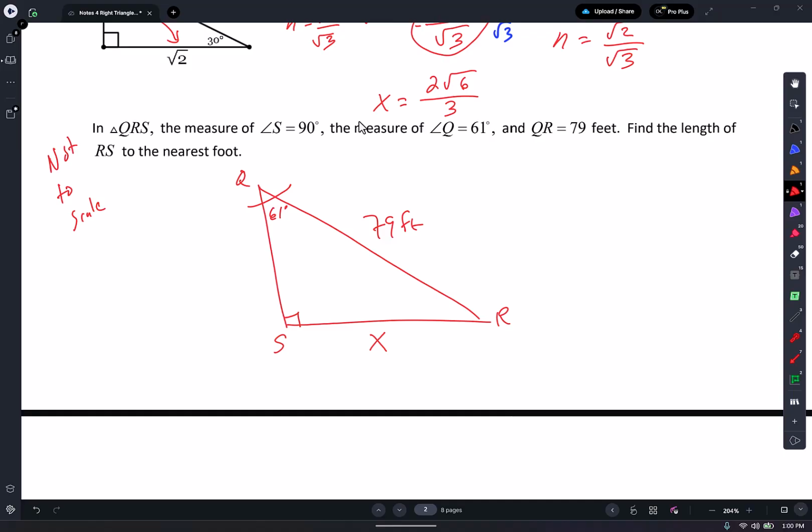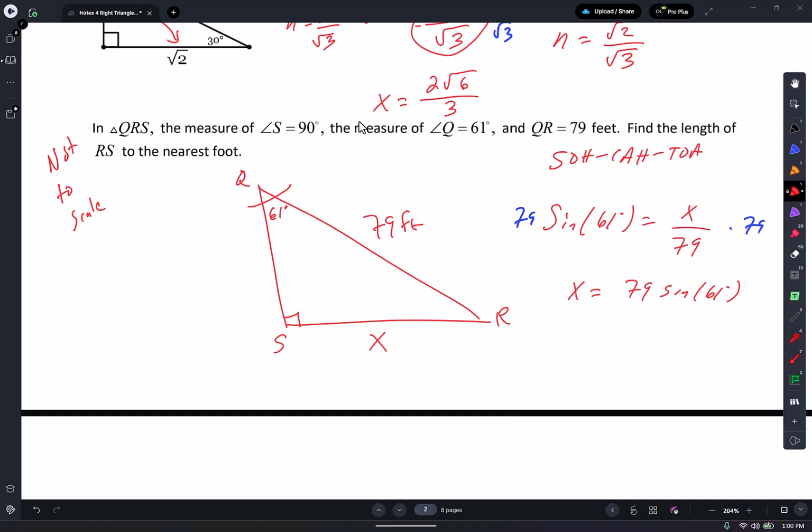All right. So again, SOHCAHTOA. With respect to 61 degrees, is that X opposite, adjacent, or hypotenuse? Opposite. What about the 79? So which one uses opposite and hypotenuse? So you're going to write sine of 61 degrees equals X over 79. And then how do I get X by itself? Times 79. So I have X equals 79 sine of 61 degrees.